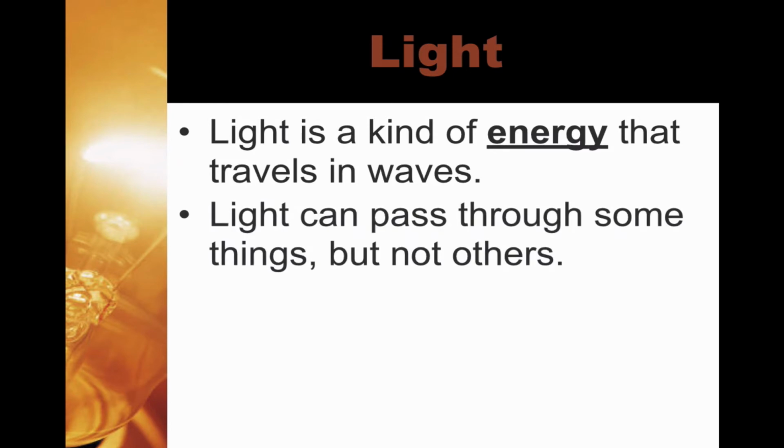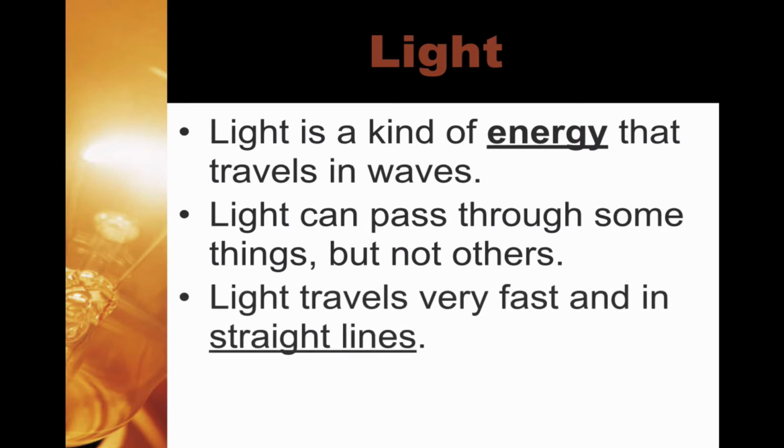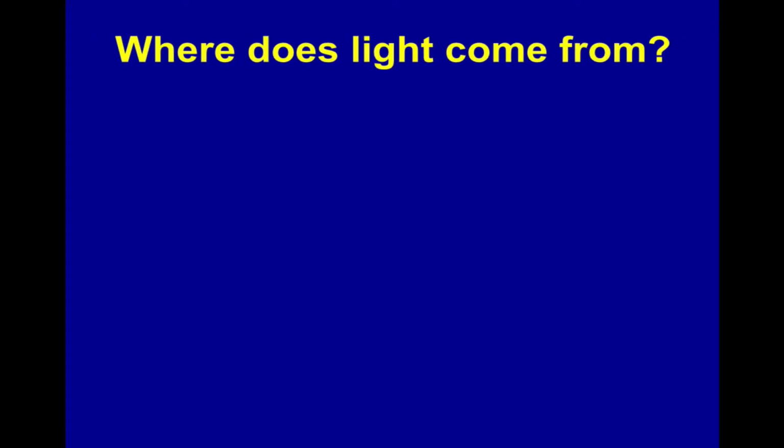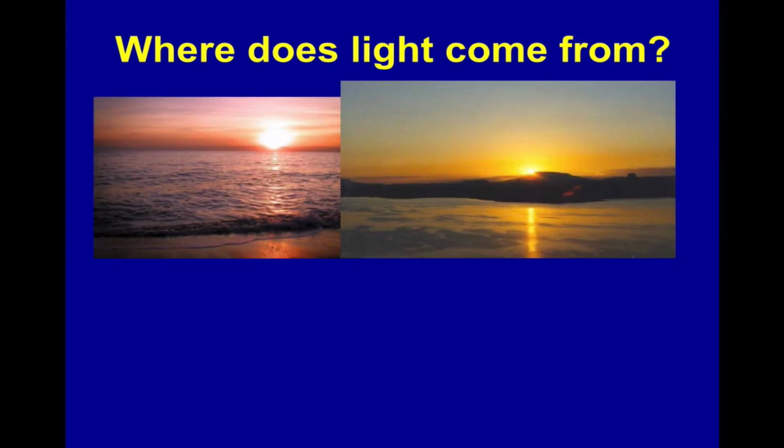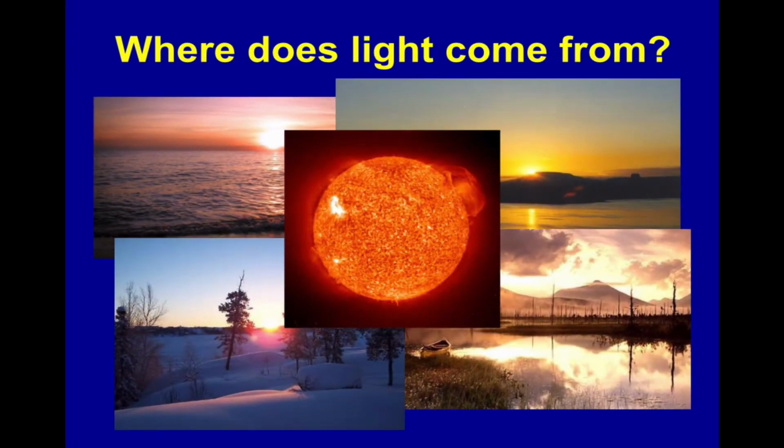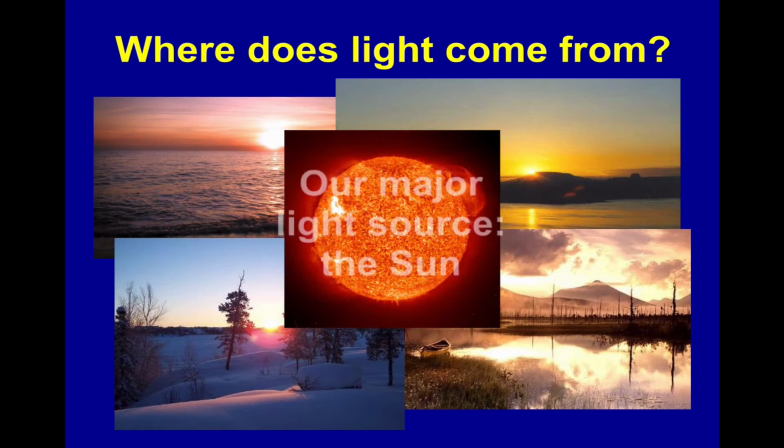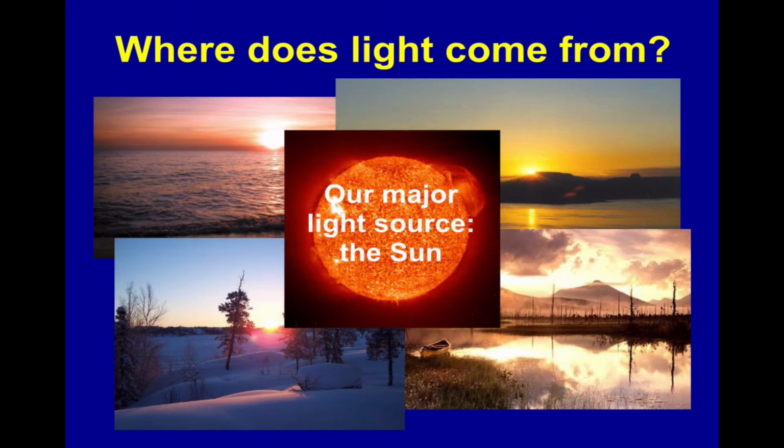Light can pass through some things, but not all things. And sometimes it gets reflected off different items as well. And finally, light travels very fast and in a straight line. It doesn't curve around things. So where does light come from? Our major source of light is, of course, the sun. The sun is our major source of light on Earth.